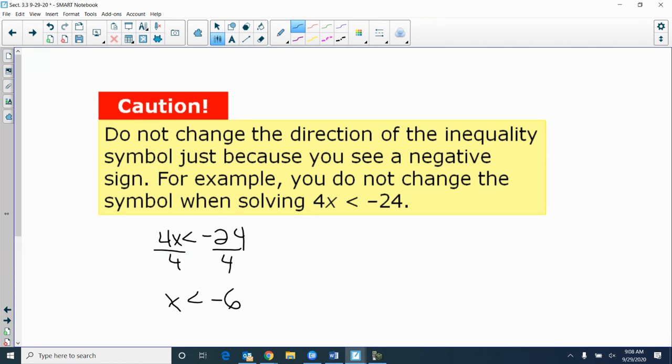I think the first example on here was 7x is greater than -42. Well, we showed you that example, and we hadn't even gone over this rule yet, okay? Because -42 obviously is a negative number, but we divided it by a positive number, so we don't have to worry about the sign, okay?